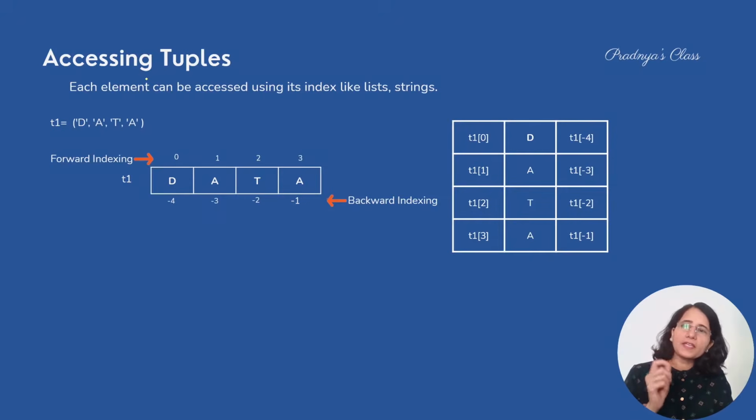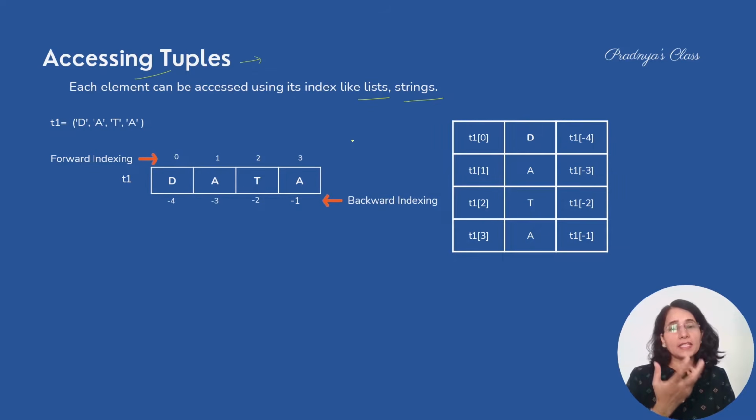The next topic is accessing tuple. It is also just like string and list. So you know the concept of how we can access list and string. We can access these data types using index. In the same way, a tuple can also be accessed in the forward direction as well as in the backward direction.